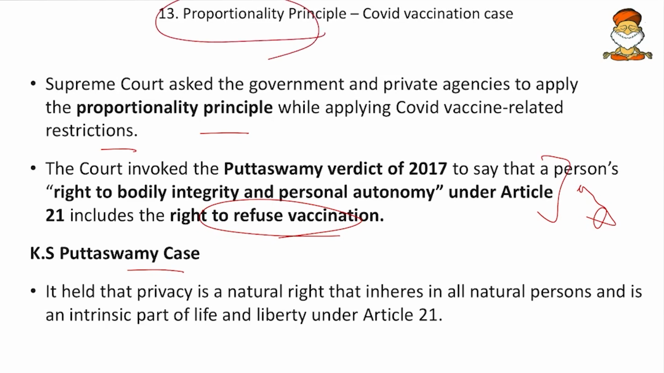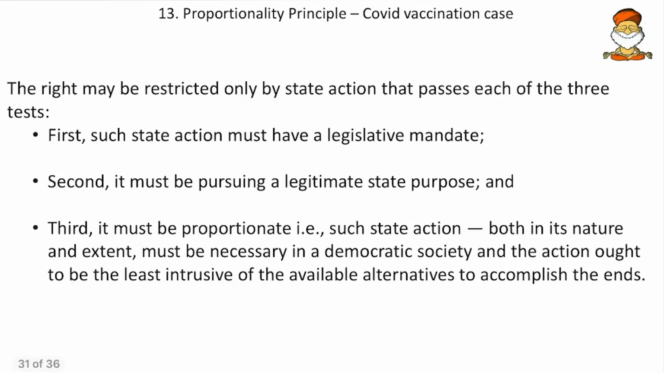So here the court held that privacy is a natural right that inheres in all natural persons and is an intrinsic part of life and liberty under Article 21. So we know this. This right to life may be restricted only by such state action that passes each of these three tests. So what are those three tests? First one, such state action must have a legislative mandate. So such actions should be passed in the legislature. And second, it must be pursuing a legitimate state purpose. And the third, it must be proportionate.